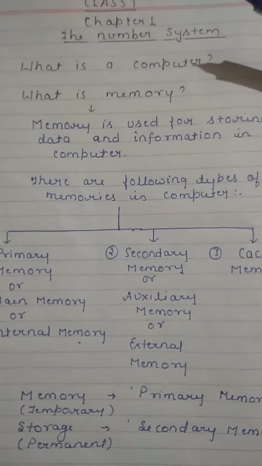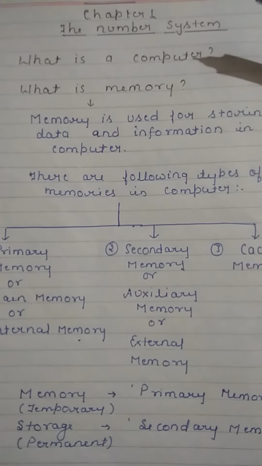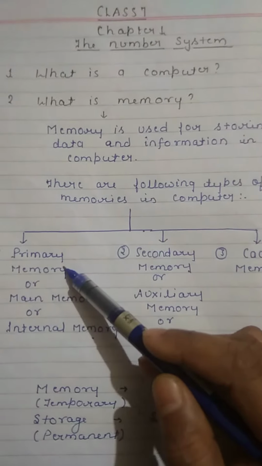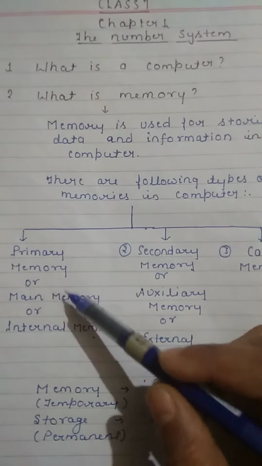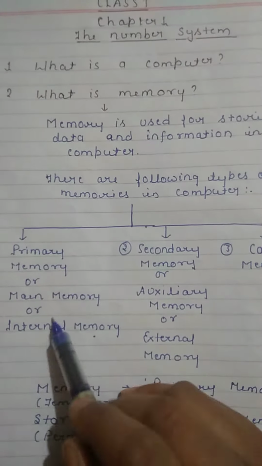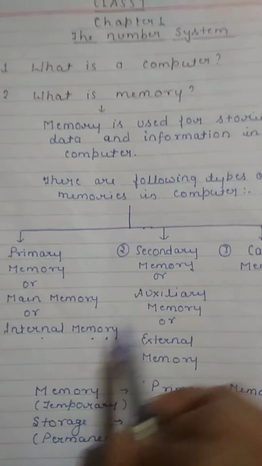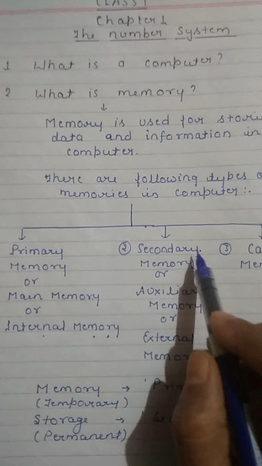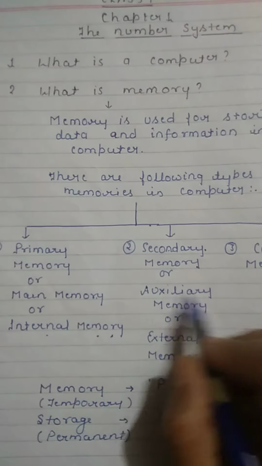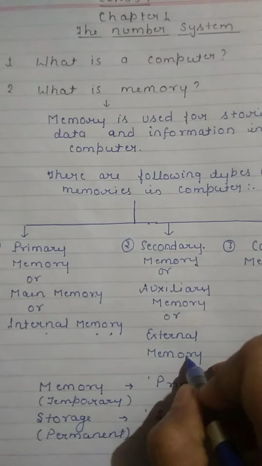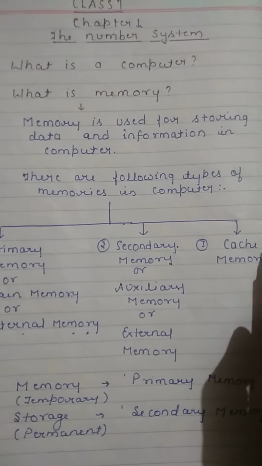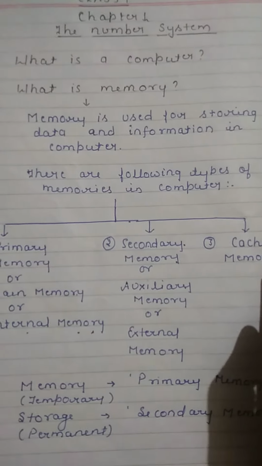In a computer system, we use three types of memories, in which the first one is the primary memory. Primary memory is also known as main memory or internal memory. The second type of memory is secondary memory. It is also known as auxiliary memory or external memory. And the third type of memory is cache memory. There is no other name for the cache memory.